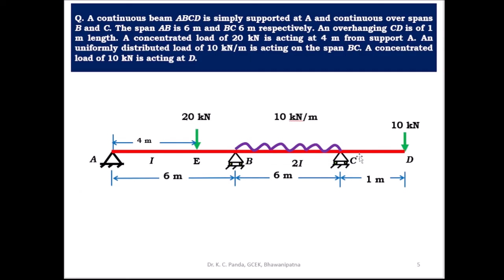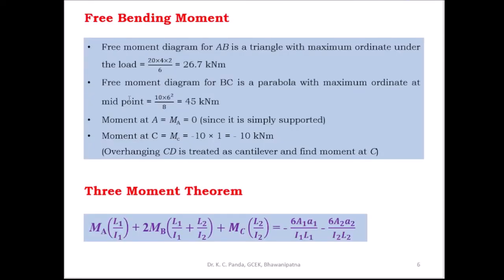Then on the span BC there is a uniformly distributed load. So due to this UDL, the bending moment diagram is parabolic. The maximum ordinate is obtained at the midpoint of the span BC. So the free bending moment diagram for BC is a parabola with maximum ordinate at the midpoint, and this is equal to 10 into 6 square by 8, which is equal to 45 kilonewton meter.